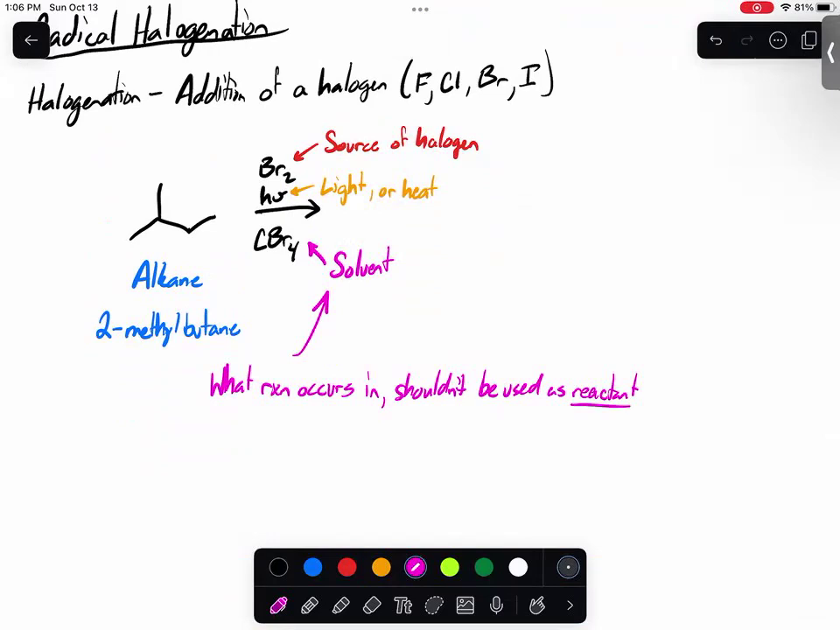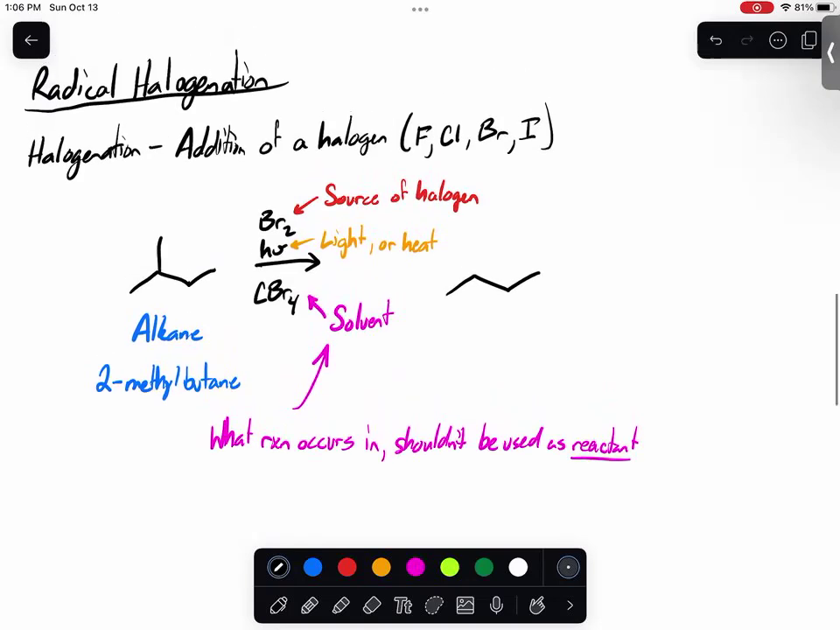What happens is when this reaction occurs, our alkane gets halogenated. It has the addition of a halogen occur. And in this case, it's going to go to that position right there. All right. And this is what we would call our major product. And anytime you see the words major product, you just need to think to yourself, this is the product formed in highest percentage.